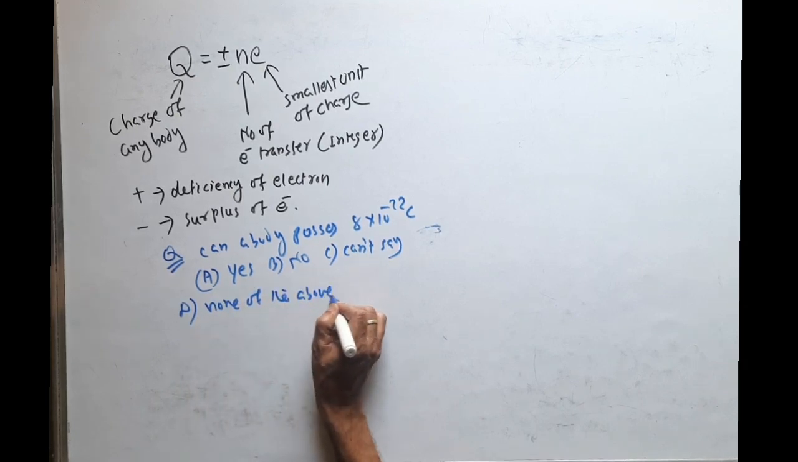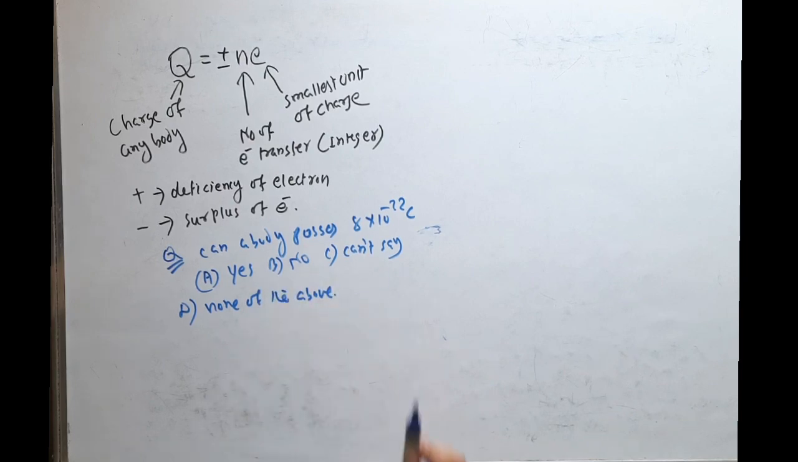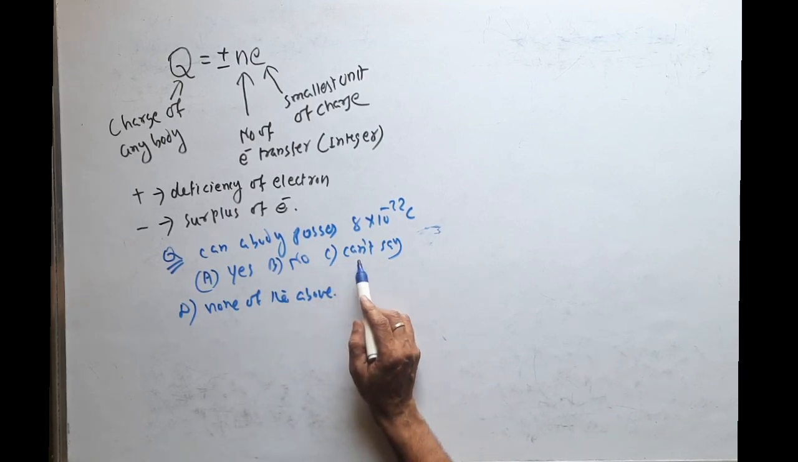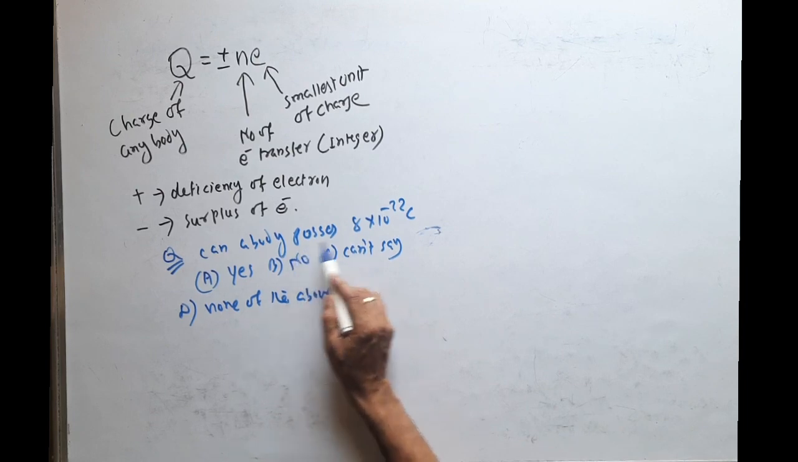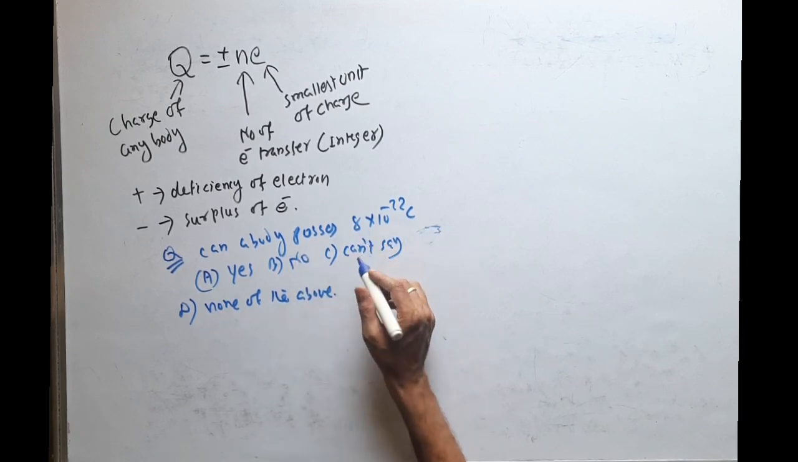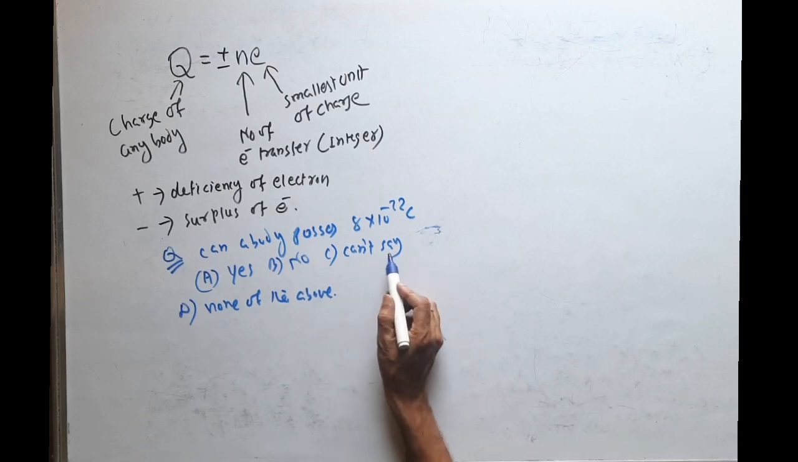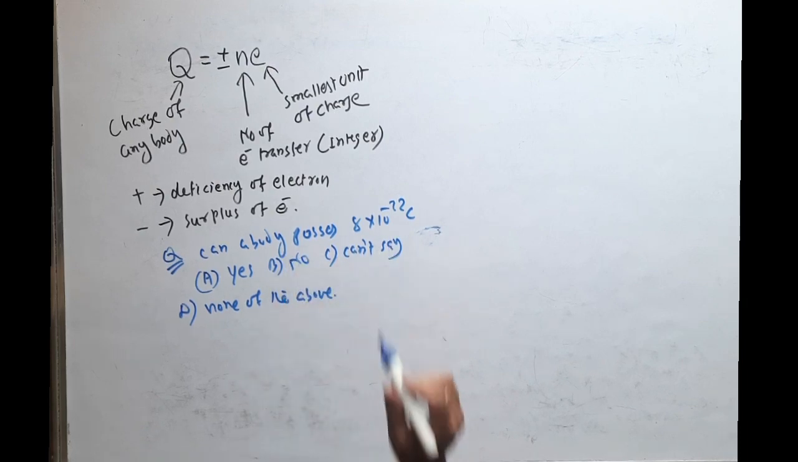So now, tell me, which answer is correct? You see, "can't say" does not mean that you are not able to solve this problem. If you write "can't say," you will not get full marks. "Can't say" means data is insufficient to solve this problem. Okay, so now, solve this problem.